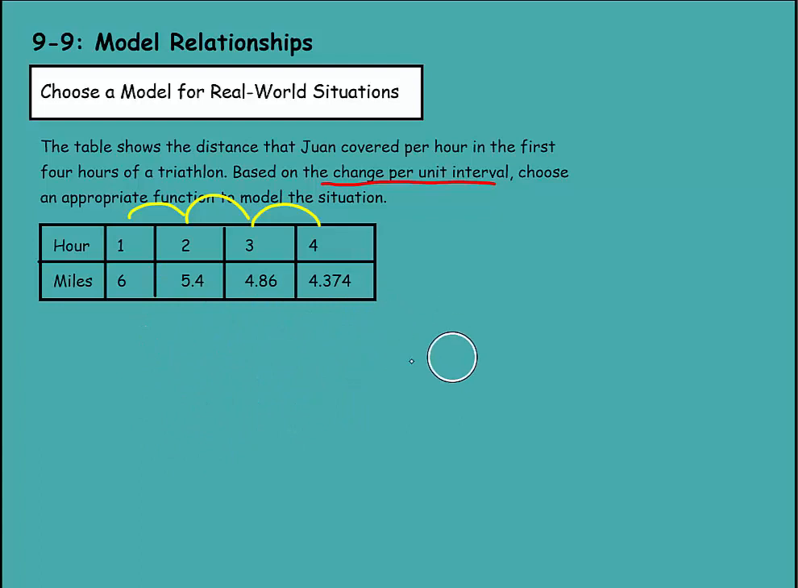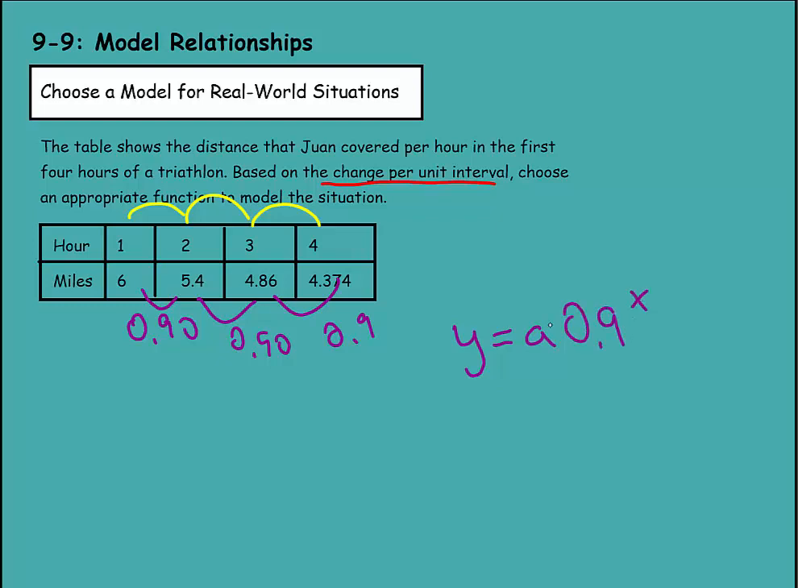It must be exponential. Let's see if the rate of change is the same. 5.4 divided by 6 is 0.90. 4.86 divided by 5.4 is 0.90. And then 4.374 divided by 4.86 is also 0.9. So this is actually an exponential decay function because b is going to be less than 1. If we write our equation now, it would be y equals a times b, which is 0.9, to the x. And we could solve for a, but it's not really asking us to do that, so we don't need to do that for this one.